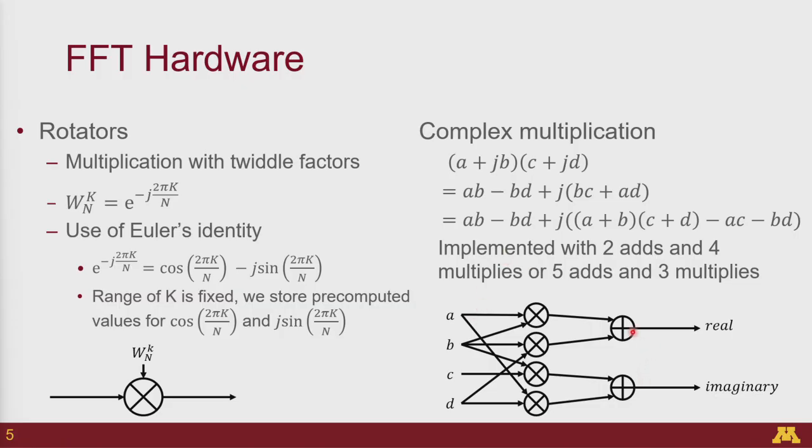If you want to reduce the multipliers, there's an alternative implementation which you could try out, which has just 3 multiplies, but it compensates with having 5 additions.